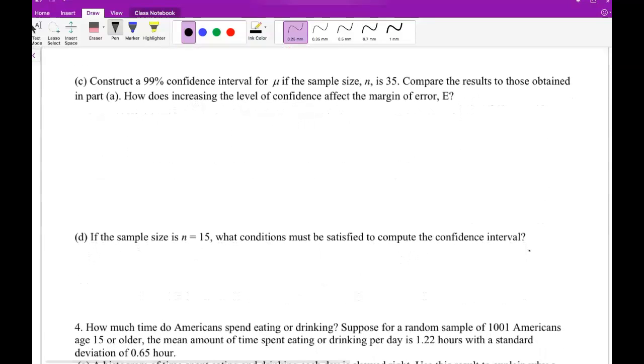Now part C we have same thing, but the only difference, previous part we have 95% confidence interval, here is 99%. And again sample size is 35. So our steps are exactly same. So for 99% confidence.